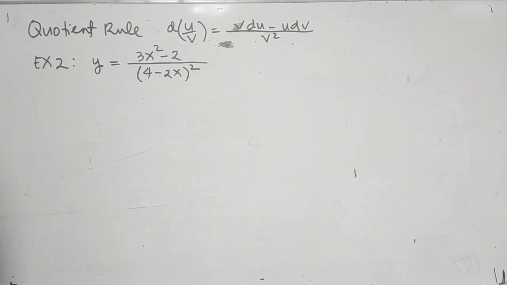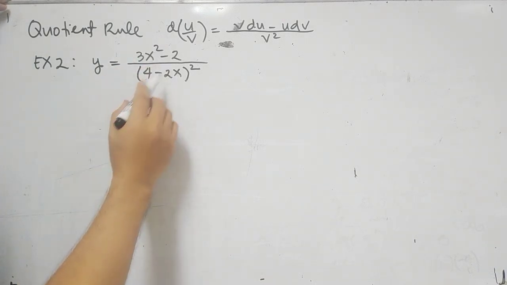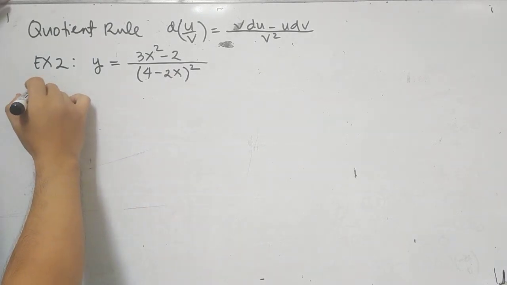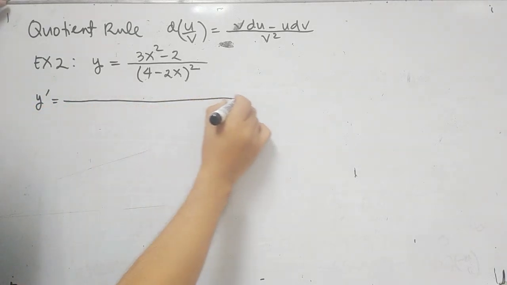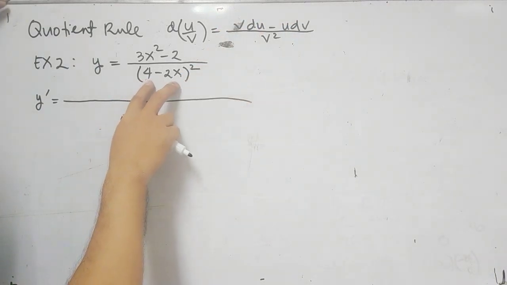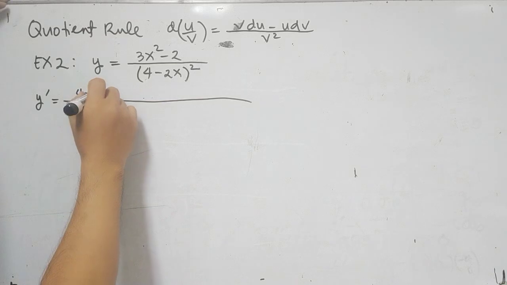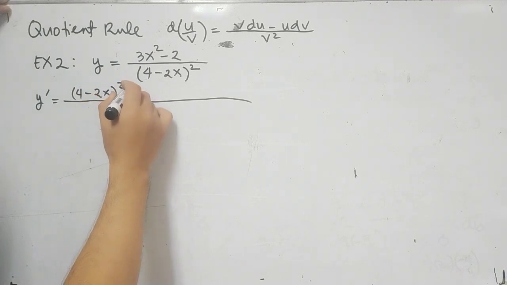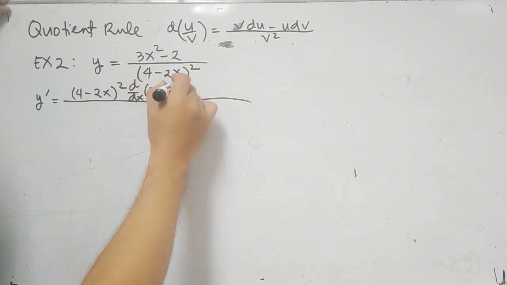We will have another example. This is example 2. Y equals 3x squared minus 2 divided by 4 minus 2x raised to 2. So when we take the first derivative of this function, we will write y prime, which is equivalent to, so we just follow this formula. So 4 minus 2x, you have to write first your denominator, which is 4 minus 2x raised to 2. So we have 4 minus 2x raised to 2. And then the derivative of your numerator, derivative of 3x squared minus 2.